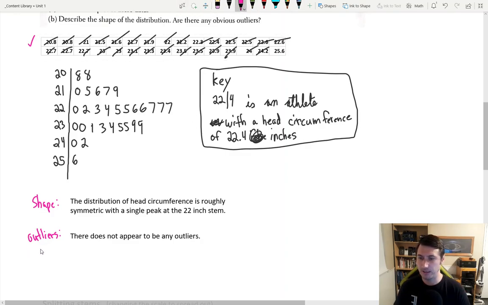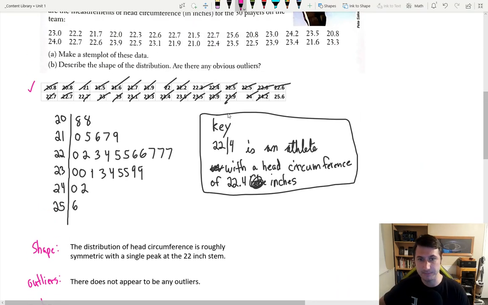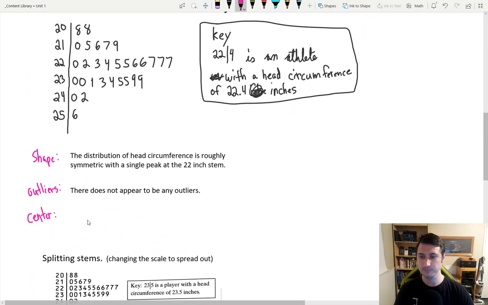All right, so now the C, the center. Where is the center? Well, because I ordered the data for you already, this is pretty easy. There are 30 pieces of data, and I put it into 2 columns, so it's between 22.6 and 22.7. There's 15 on the left, there's 15 on the right, so it's got to be between those. What is right between those? 22.65. All right, so we'll go here.